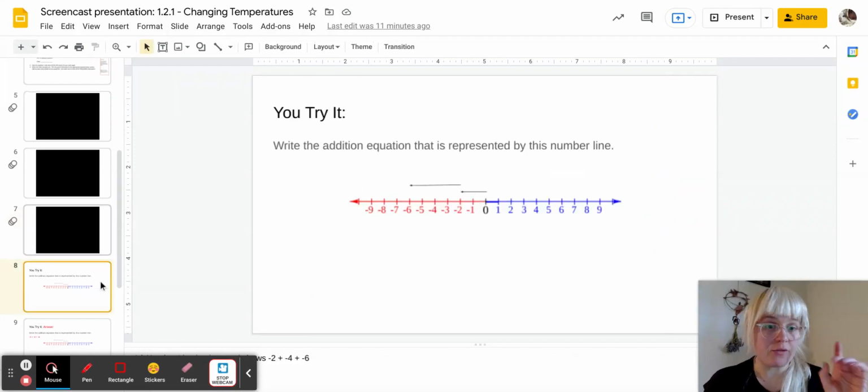So now it is your turn to try things. The first thing you're going to do is write an equation that is represented by this number line. Go ahead and pause, write this down in your journal, and when you unpause, I will show you the answer.